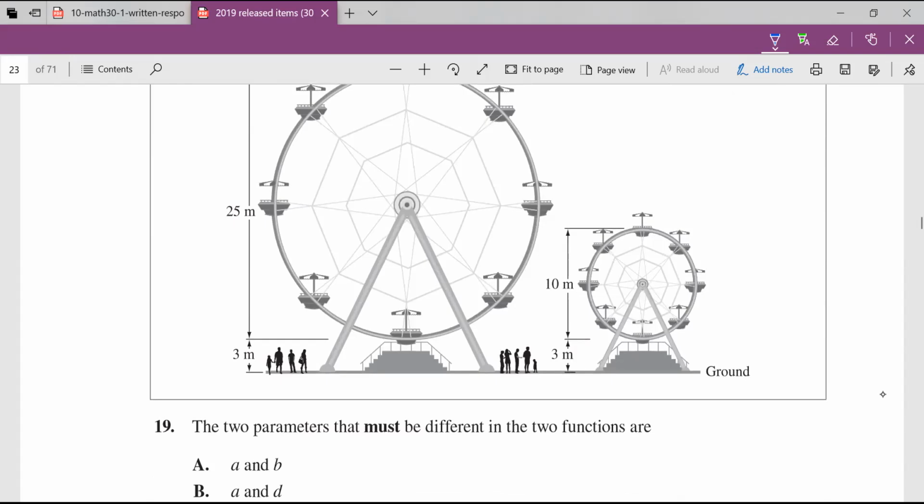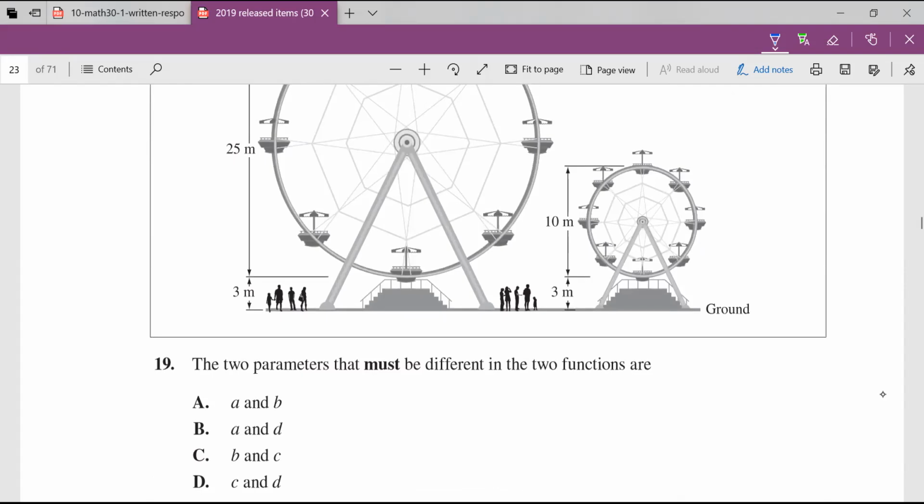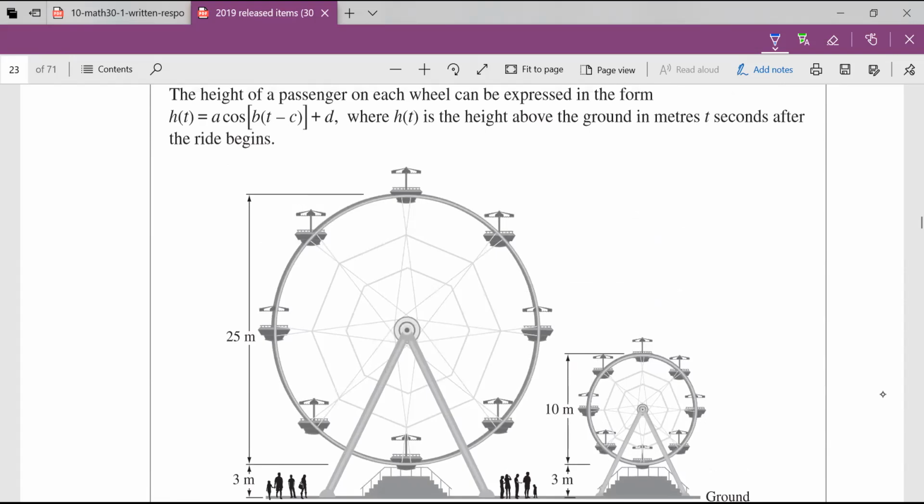The 2 parameters that must be different. All right, well, right off the bat, friends, I'm going to remember a couple things I need to know. I'm always going to start with D in these things. D is the center of the wheel above ground. It's your midline. Well, the first thing I can tell right off the bat is the midline of those 2 things is completely different, right? So I definitely know D is different.